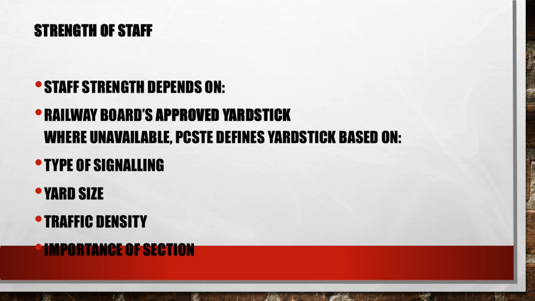Strength of staff. The number of SSCs, JEs, technicians, and helpers in a division is determined by a Railway Board yardstick. If no yardstick is available, the PCSTE sets a suitable one based on several factors such as level of signaling technology, yard size, train density, and operational importance of the section. This ensures that staff strength matches the workload.